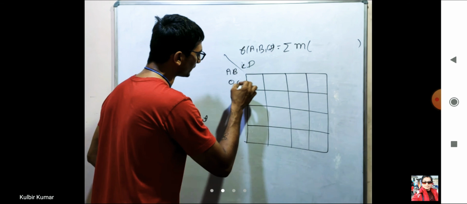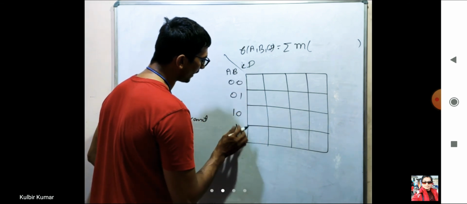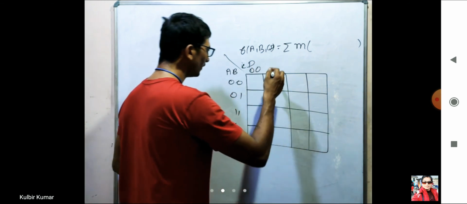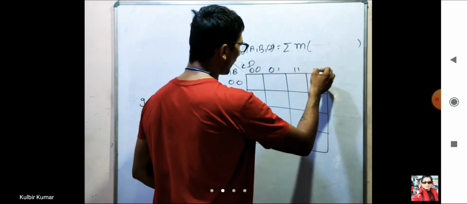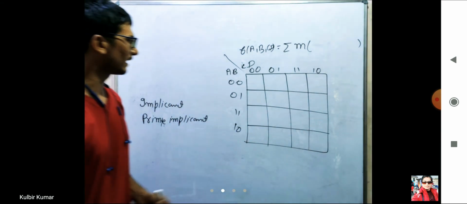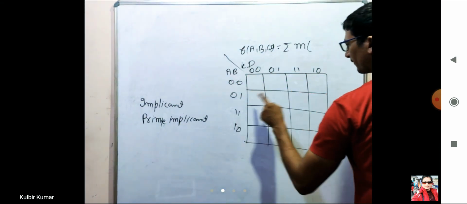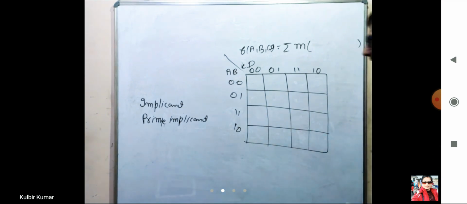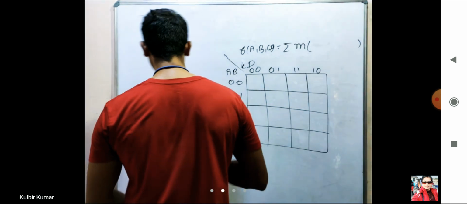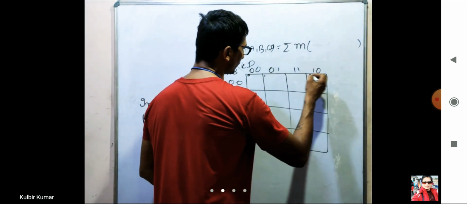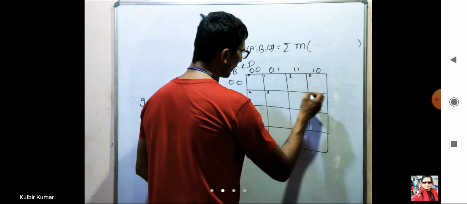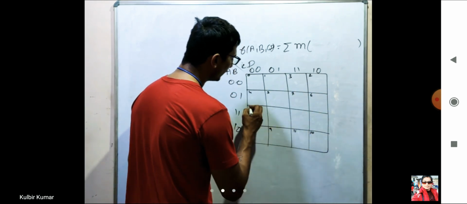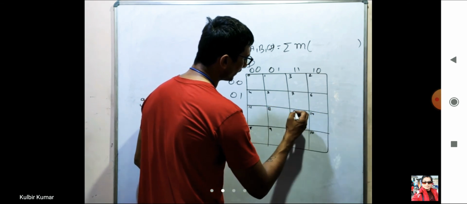So the combinations will be 0 0, 0 1, 1 1 and 1 0. Here it is 0 0, 0 1, 1 1 and 1 0. So you can say it is cell number 0, 1, 2, 3, then 4, 5, 6, 7, then 8, 9, 10, 11, then 12, 13, 14 and 15. Let me write small numbering inside them.